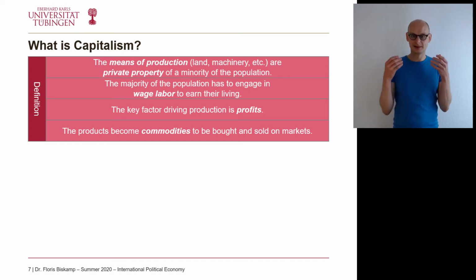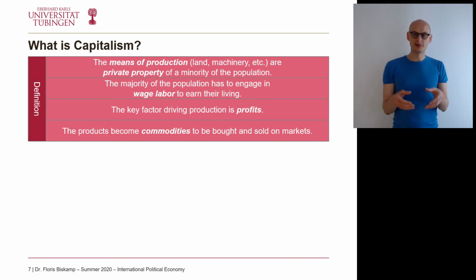So you can argue one way or the other, but it's not about morals here, it's about what defines capitalism. And capitalism is defined by the fact that production is driven by the strive for profits. And finally, all the things that are produced in capitalism become commodities that can be bought and sold on markets.